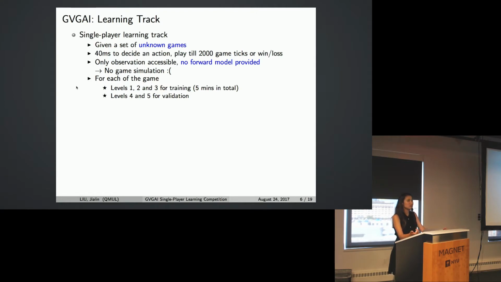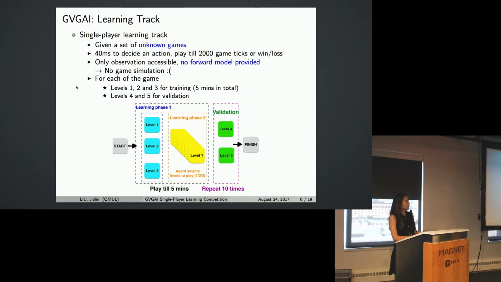If the game is deterministic, it's a very good situation because you know exactly what you will gain or lose by performing an action. Even if it's stochastic, you can do several simulations with the same action and get some average score, as you like. But in the learning track, no. I'm sorry, you don't have this forward model. You need to guess what will happen next. Another thing is that for each game, the agent will still play 5 levels, but this time it will play 3 levels during the learning phase, and levels 4 and 5 will be used for validation.